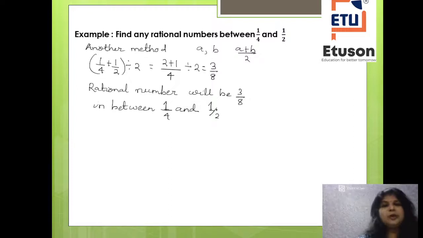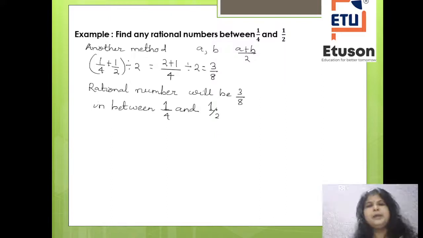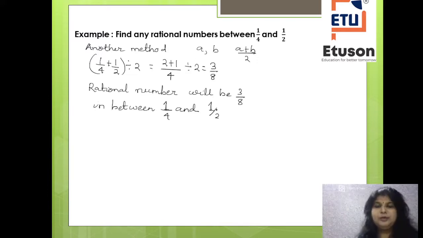So this is another way in which you can find a rational number in between any two numbers. Suppose you want to get more rational numbers, then you can take the average of the smaller number and the midpoint which you have obtained. Here, 1 by 4 plus 3 by 8 divided by 2 will give you another rational number. On the other side, 3 by 8 plus 1 by 2 divided by 2. Likewise, any number of rational numbers you can find out. In this case we were asked to find any one number, so I have just shown you how to find a rational number. It is nothing but finding the average of two rational numbers.